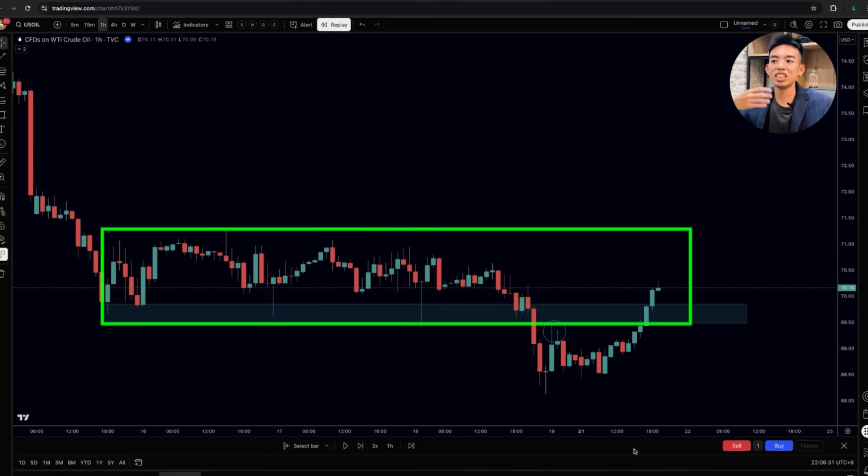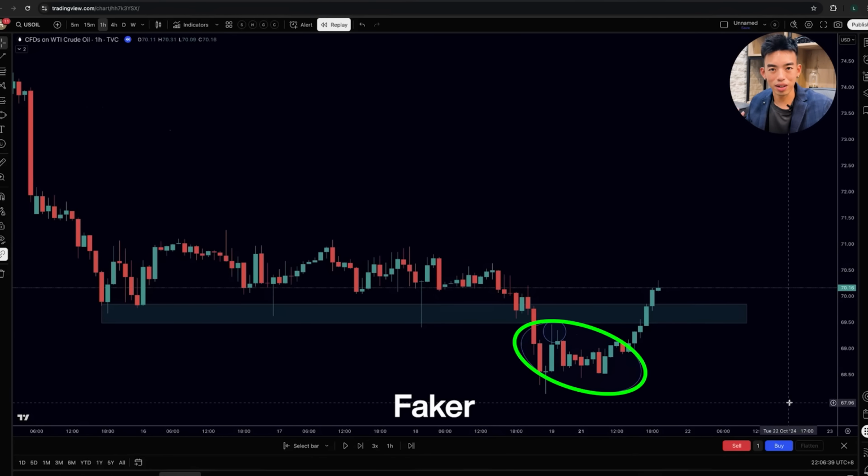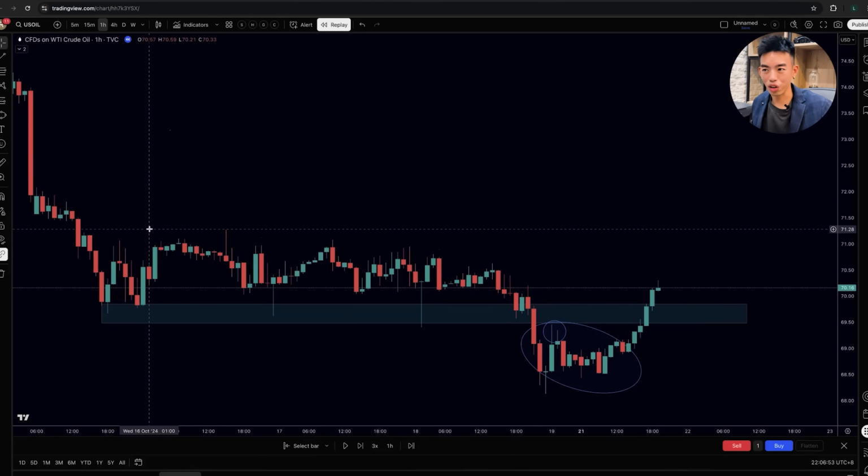Price coming back into this range, and on a higher time frame, all of this area here would just look like a fake, and this will look like a fake breakout to the downside, returning back into the range. And if we know that price is returning back into the range, where is price likely to go? It's gonna go to the top of the range, right here.